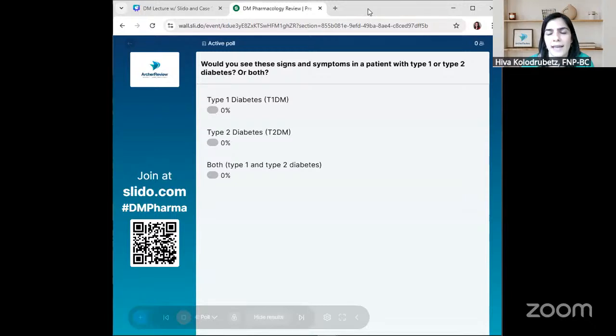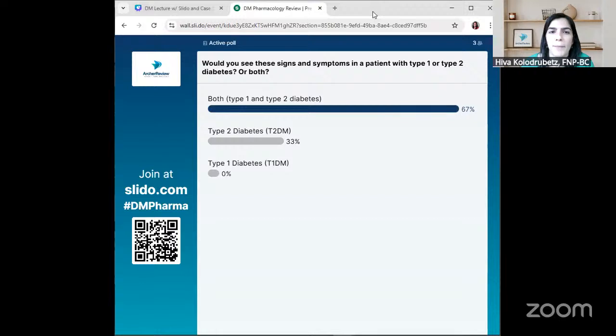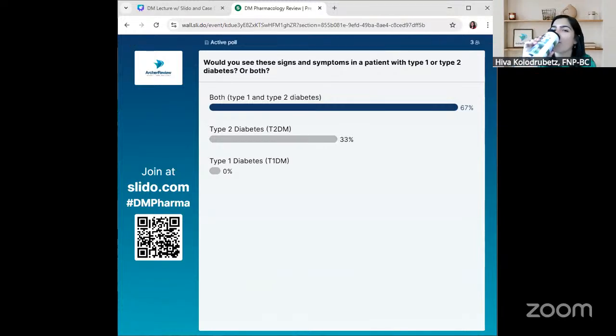What do you guys think? I want to make sure you can see my poll. We're active with the poll. I see some responses coming through. So some people think we'll see it in type 1s. We'll see it in type 2s. Some people think both.